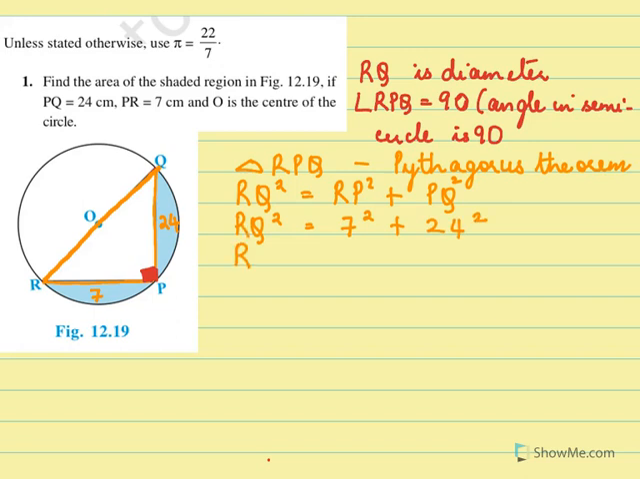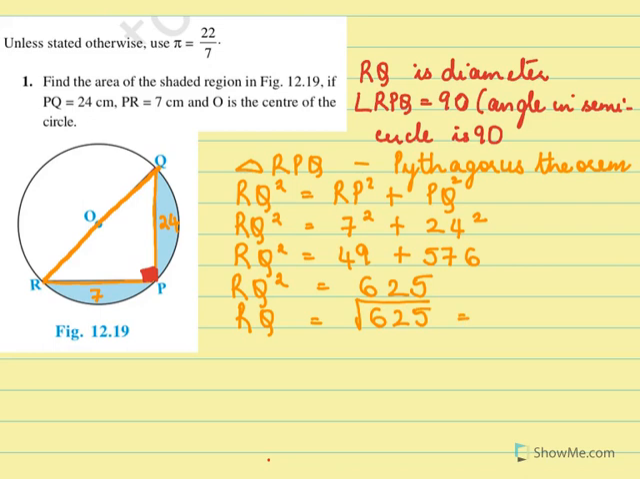So RQ square equal to 49 plus 576. So RQ square equal to 625 and RQ equal to under root of 625, which is 25 centimeters. So RQ is 25 centimeters and RQ is diameter. So diameter equal to 25 centimeter. This is one part of the sum.